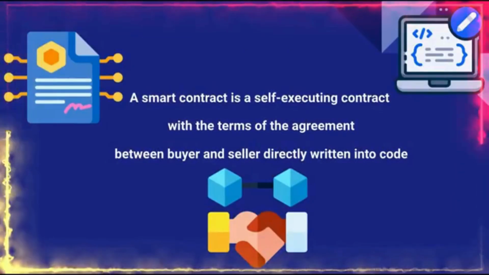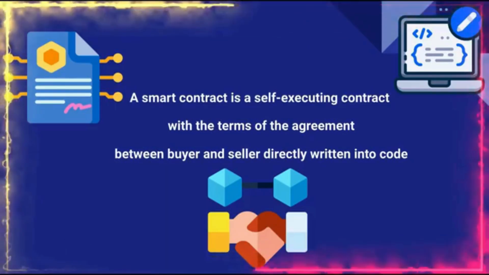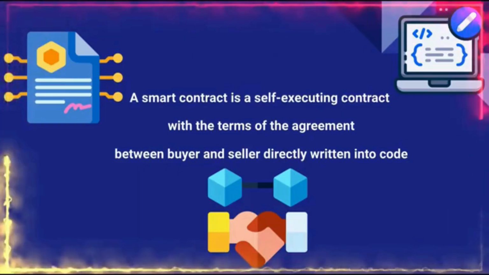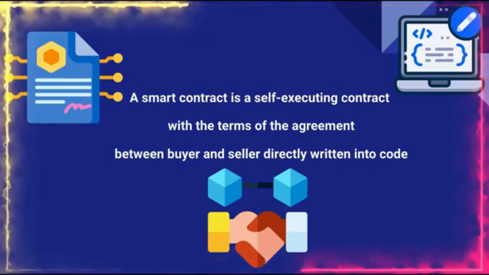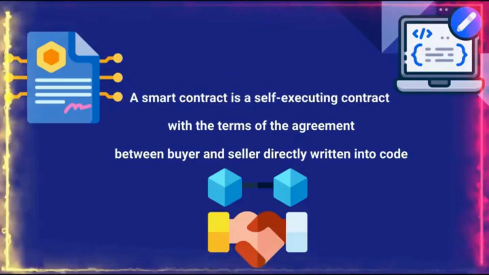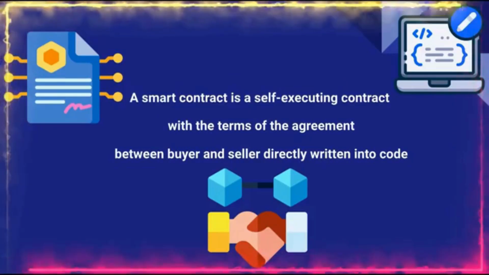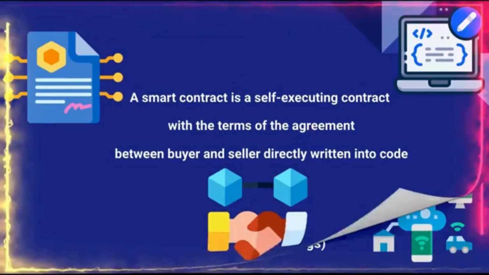A smart contract is a self-executing contract with the terms of the agreement between buyer and seller directly written into code. It automatically enforces the terms when predefined conditions are met, eliminating the need for intermediaries. Smart contracts are typically built on blockchain platforms, ensuring transparency, security, and immutability. Following are the use cases.